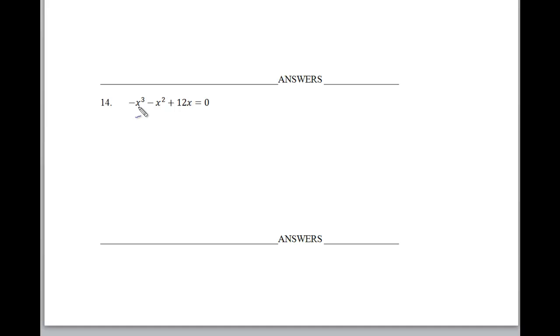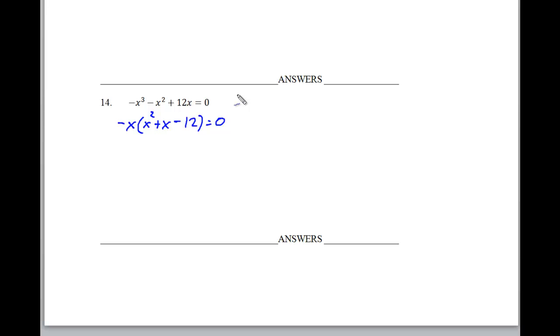Now, rule 1 of factoring is to remove a common term. And remembering Anderson's pro tip number 2 is to always pull out a negative if possible. So we can remove a negative x from each of these terms here, and this would give me negative x times the quantity x squared plus x minus 12 equals 0.